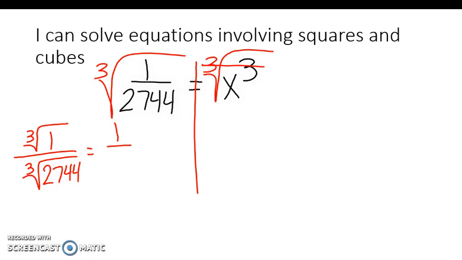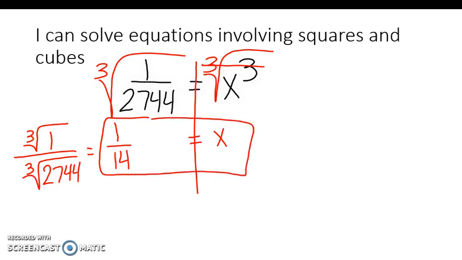And then the cube root of 2,744 is 14. Now I know that 1 can't simplify any further, so my final answer has got to be 1/14 equals x. And guys, you can type that into your calculator also: 1/14 times 1/14 times 1/14. Use that ABC button. It is going to be equal to 1 over 2,744.